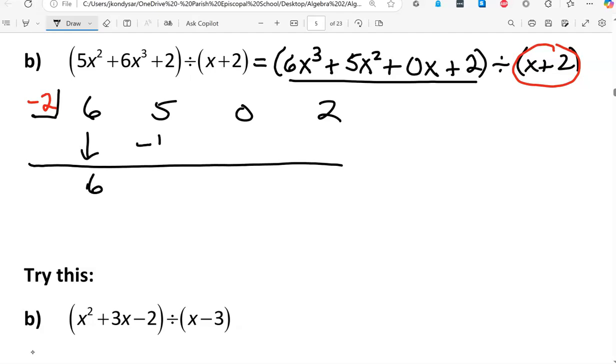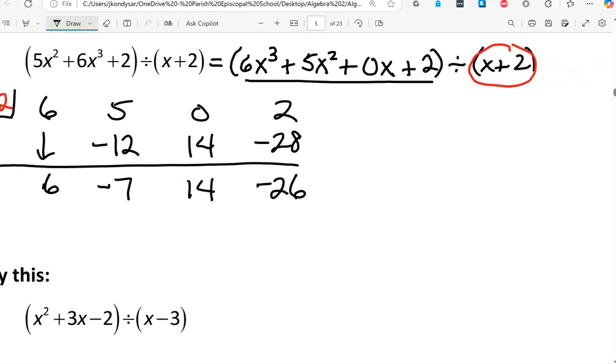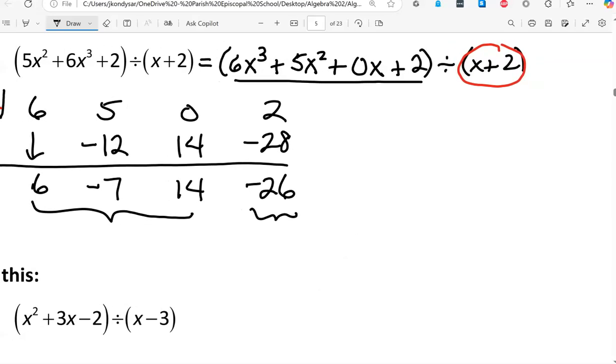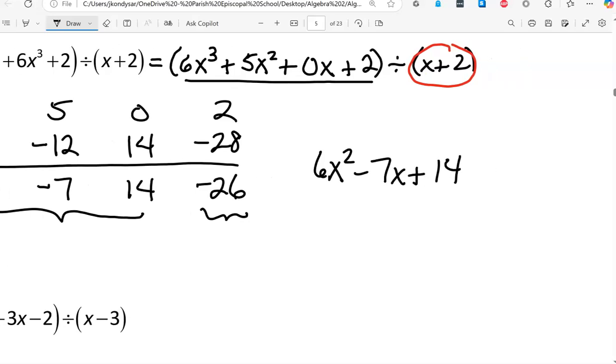6 times negative 2 is negative 12. 5 plus negative 12 is negative 7. Negative 7 times negative 2 is 14. 0 plus 14 is 14. 14 times negative 2 is negative 28, and 2 plus negative 28 is negative 26. So when we write our result, here are our coefficients for the quotient, and here's our remainder. So the result will be 6x squared minus 7x plus 14 plus the remainder, which is negative 26, over the divisor, which is x plus 2.